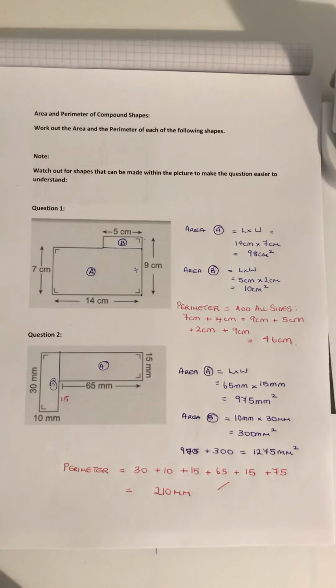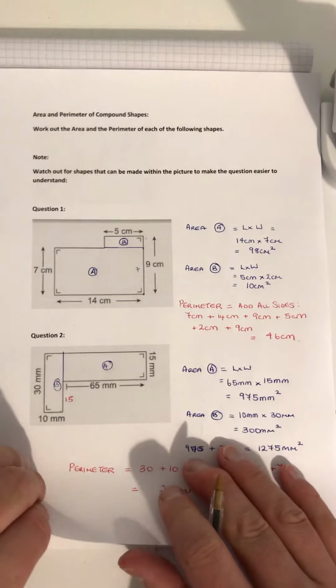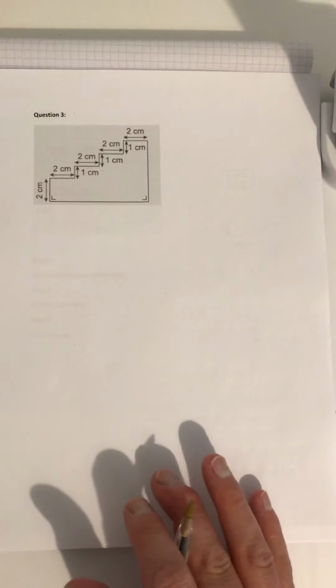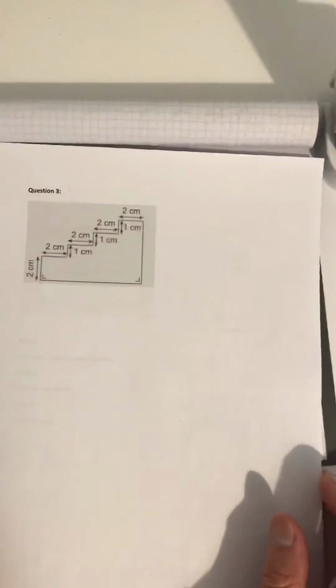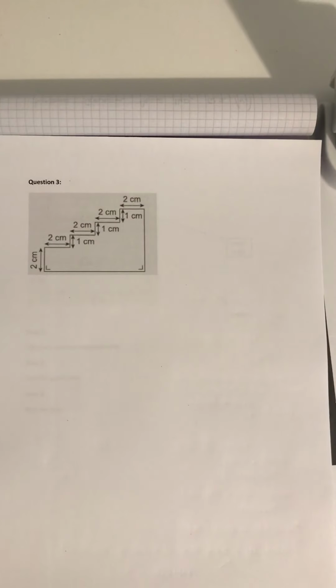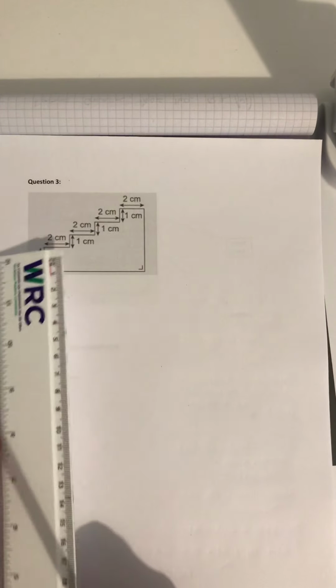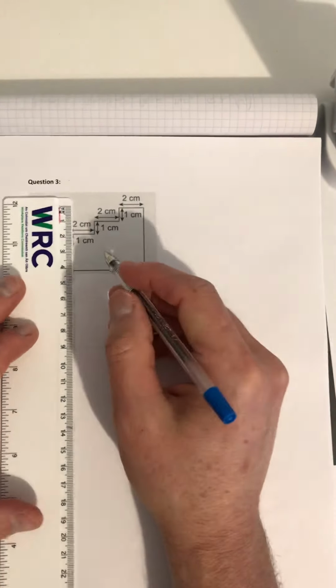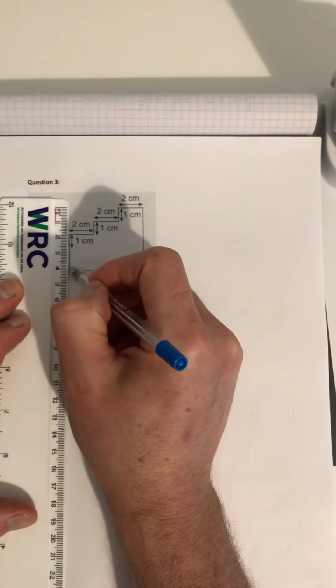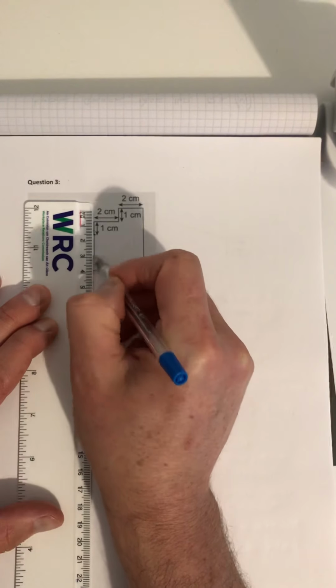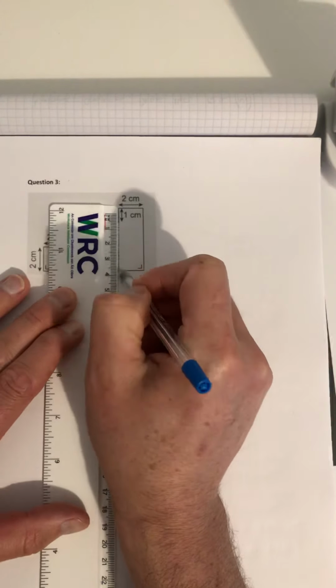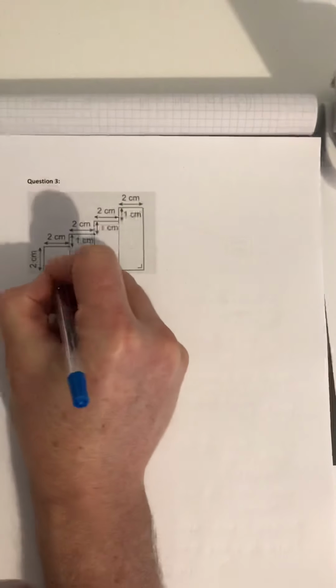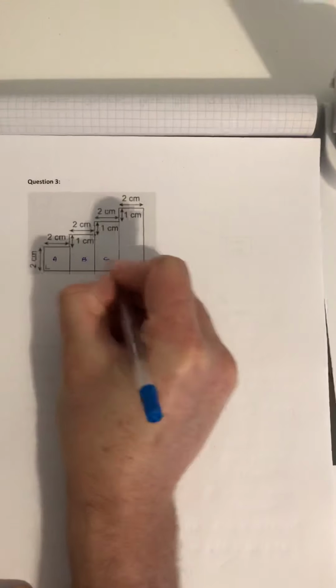Okay, so that's question 2. Now you're on to question 3. This one is like your stairs at home, or steps into a house. How do we go about solving this one? Well, what I would do here is split this one up into little rectangles. Now I have A, B, C and D.